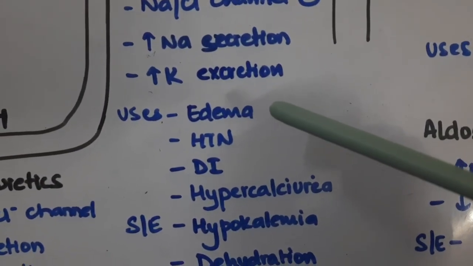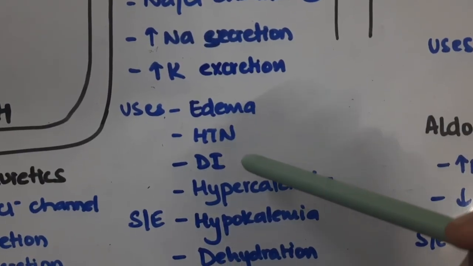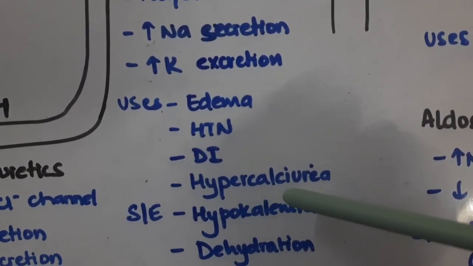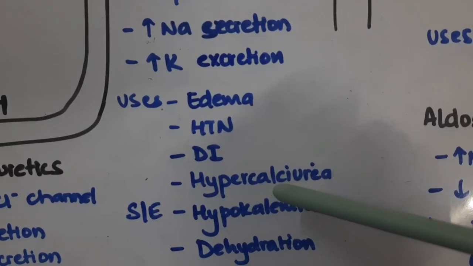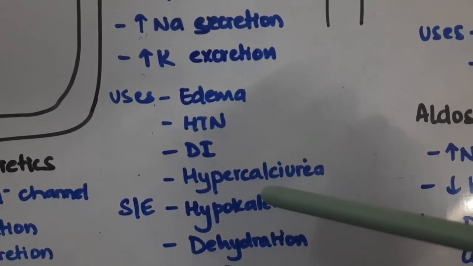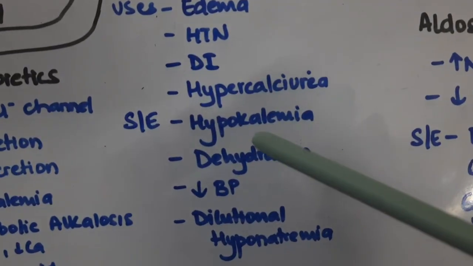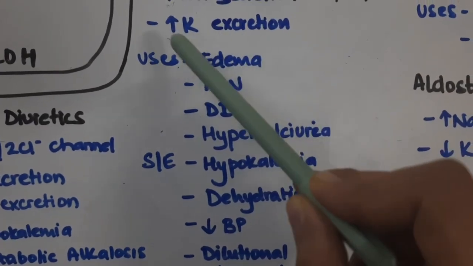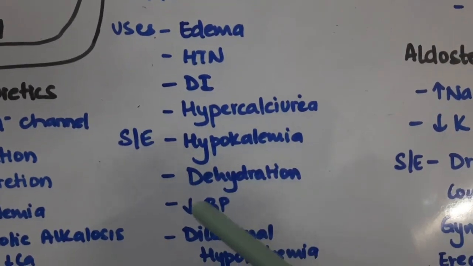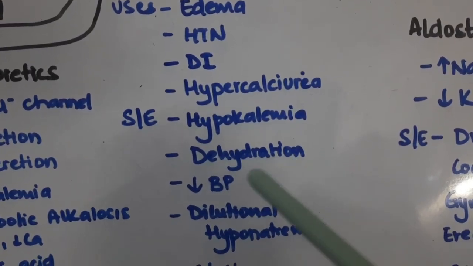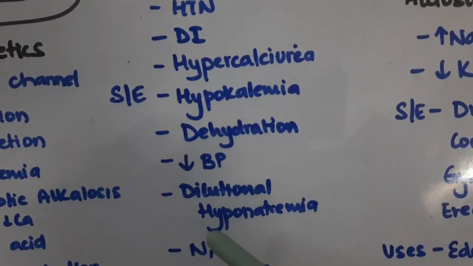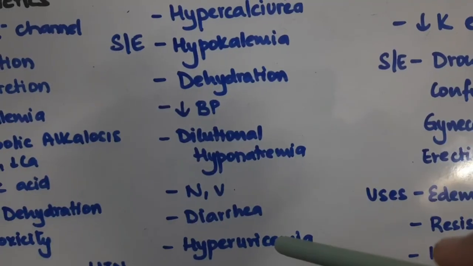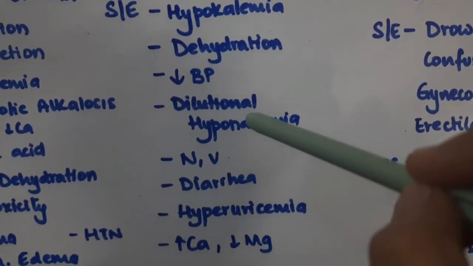Thiazide diuretics are used in edema, they are used in hypertension, they are used in diabetes insipidus, and they are used in hypercalciuria. Hypercalciuria meaning there is an increased excretion of calcium in the urine. Side effects of thiazides will include hypokalemia, since we saw in the actions that it will cause an increased potassium excretion. They will cause dehydration, reduced blood pressure, dilutional hyponatremia, nausea, vomiting and diarrhea, and hyperuricemia, which means increased uric acid levels in the blood.